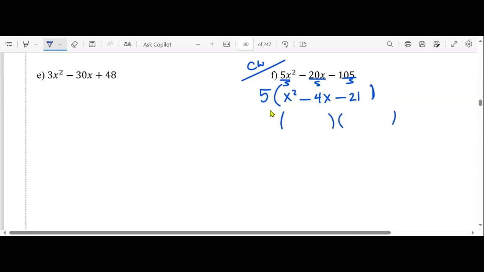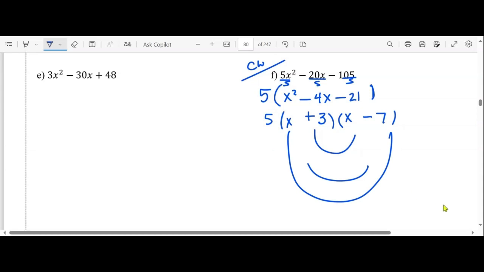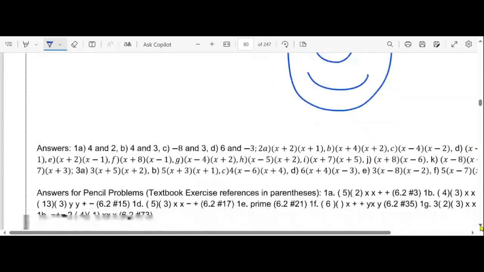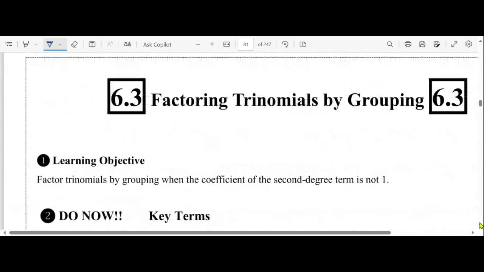This is called trinomial factoring. Why trinomial? Because how many terms? 3 terms. So we have x and x. 7 and 3. Negative. Which one is negative? Which one is positive? To check your answer, what do you do? Happy face. Is this clear? So we are done with 6.2.